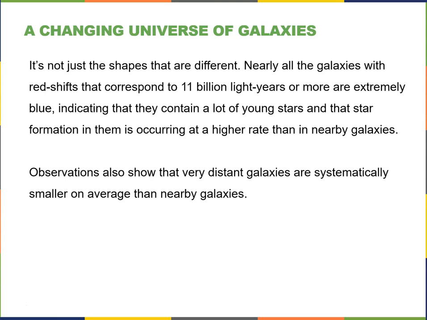And it's not just their shapes that are different. The galaxies that are emitting light 11 billion light years or earlier are extremely blue. This indicates that they have a lot of young stars and that there's still star formation occurring in them at a higher rate than in nearby galaxies. So these observations also show that distant galaxies are systematically smaller on average than nearby galaxies.